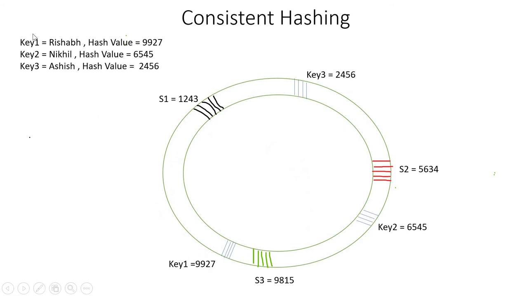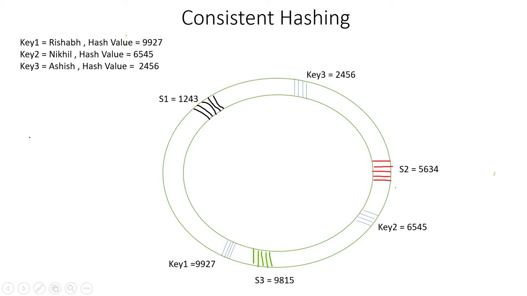Now let's say we have three keys again: Rishabh, Nikhil and Ashish. When we try to calculate the hash value of these keys, the hash value can be different values. So let's again put these keys also on our ring. For example, our key 1 is coming here, key 2 is coming here, and key 3 is coming here. If we consider that there is a range from 0 to 10,000 in this ring.